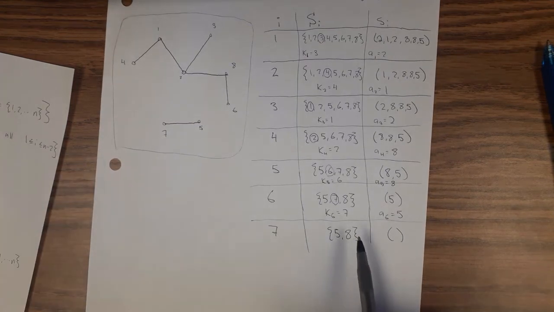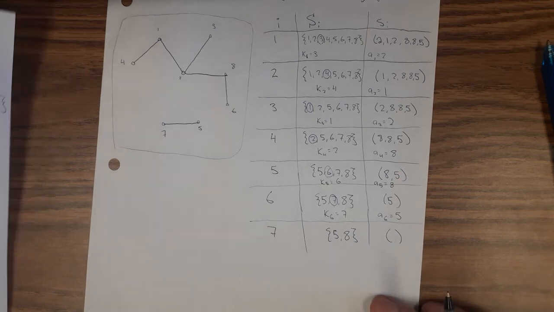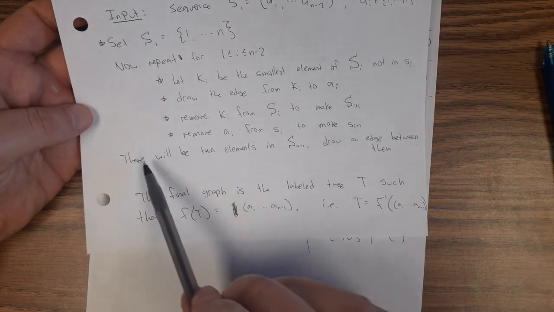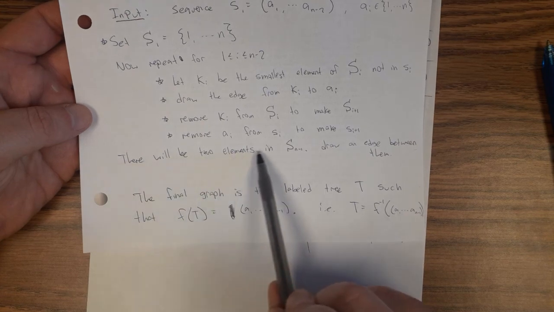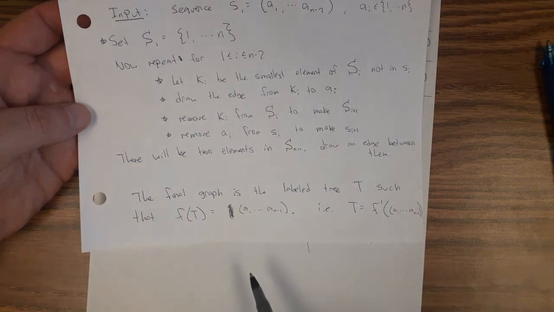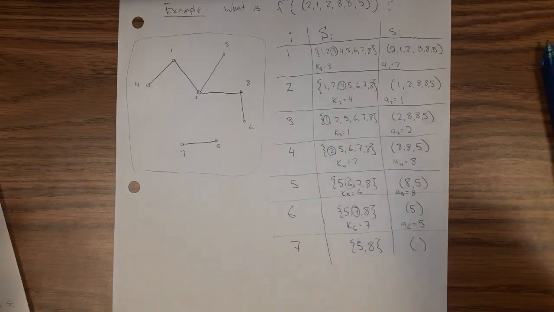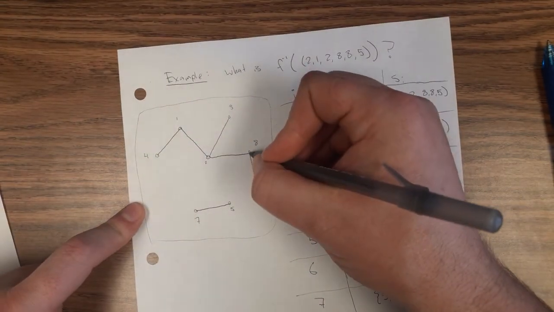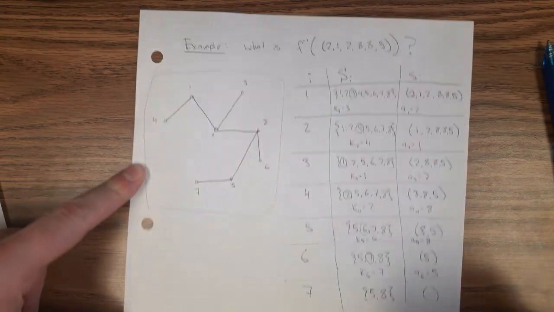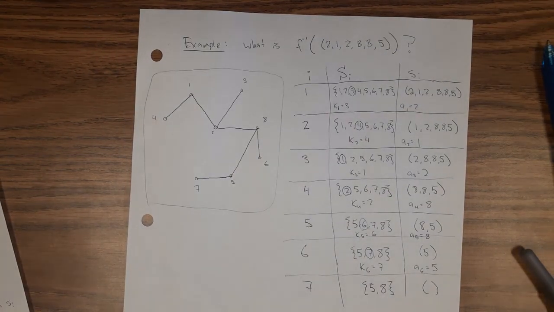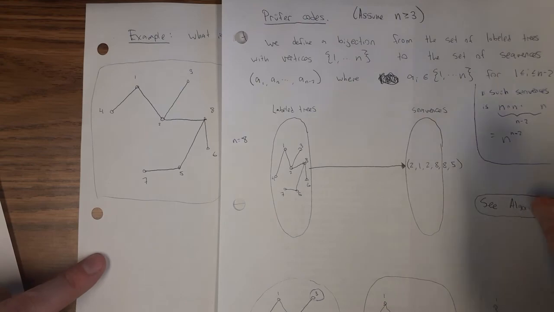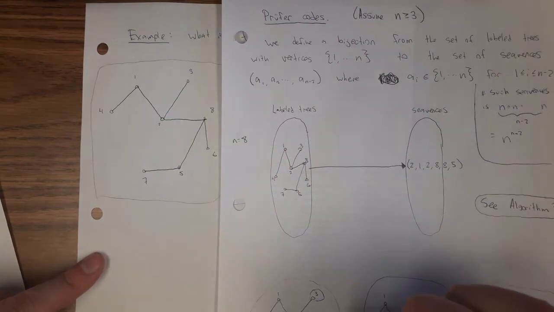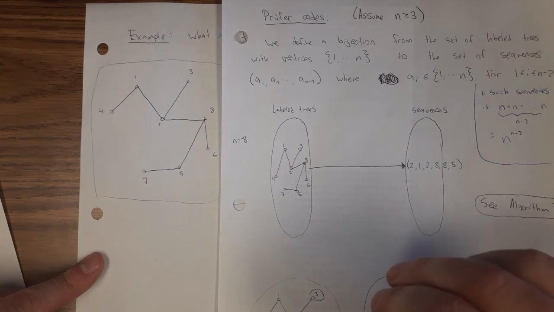Now I'm down to a point where my set just has 2 elements and my sequence is empty. And so what did our instructions say to do at that point? After repeating this enough times, there will just be 2 elements in my set, and you just draw an edge between them and then you're done. So I have 2 elements, 5 and 8. I draw an edge between them, and I'm supposed to be done. And sure enough, this tree that we just drew is this tree. All the same connections are there.